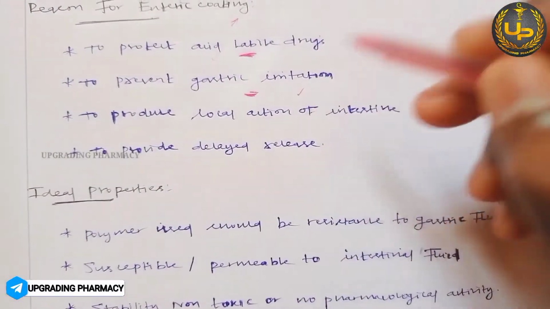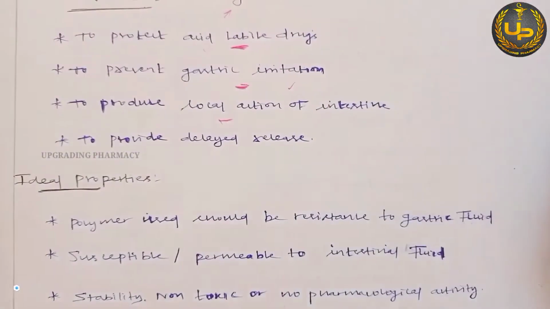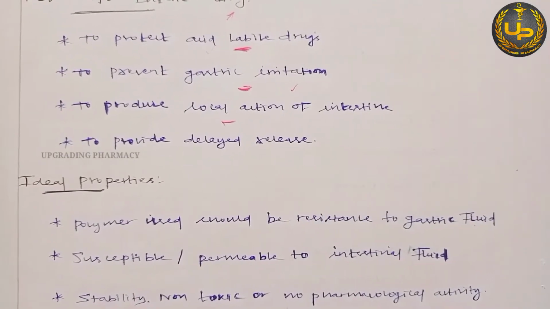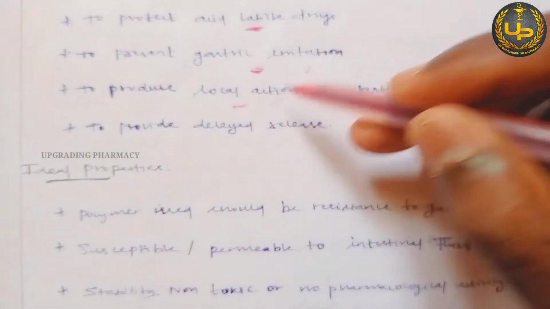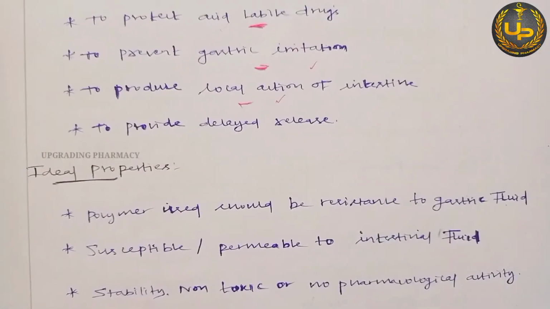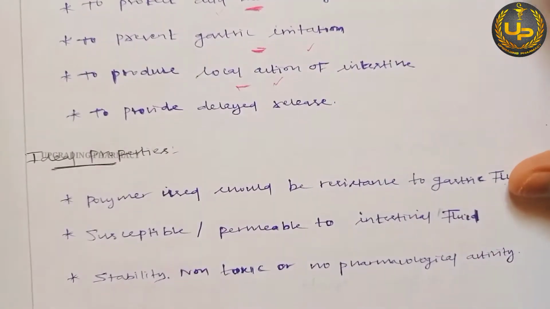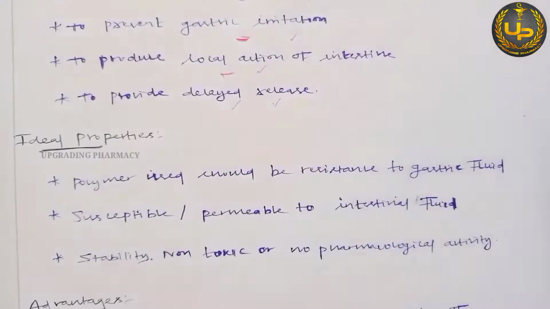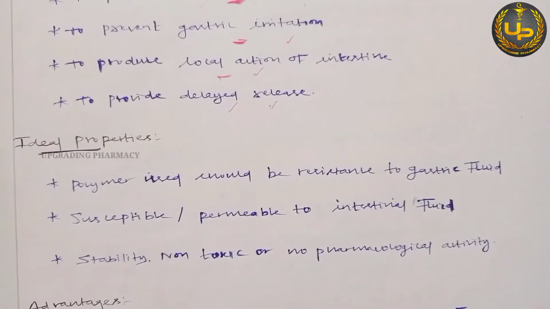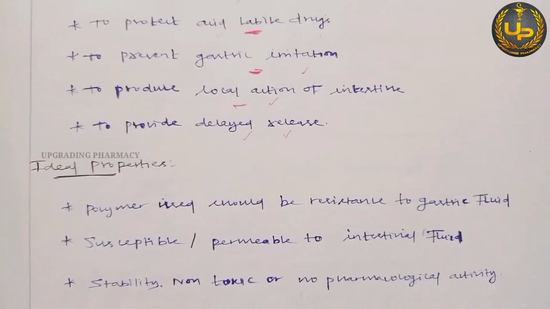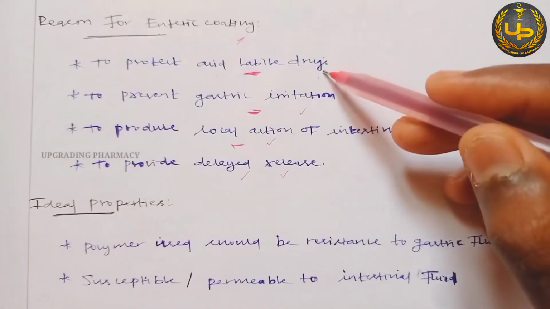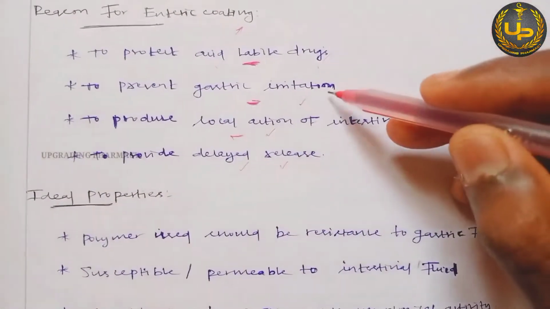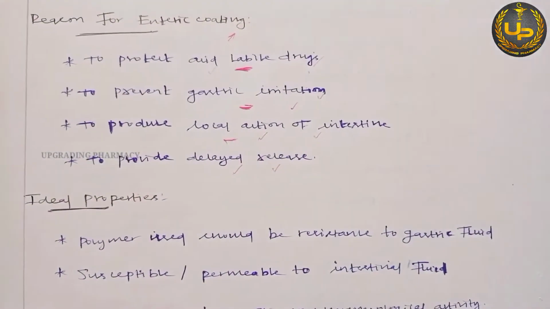Another reason is to produce local action. If there is an infection or worms present in the small intestine, then we go for enteric coating. These tablets release the drug in the intestine and produce a local action in the intestine. Another reason is to provide delayed release: the drug is released later, so it produces its effect later, after some time. So these are the four reasons to go for enteric coating: acid labile drugs, gastric irritation, local action in the intestine, and delayed release.